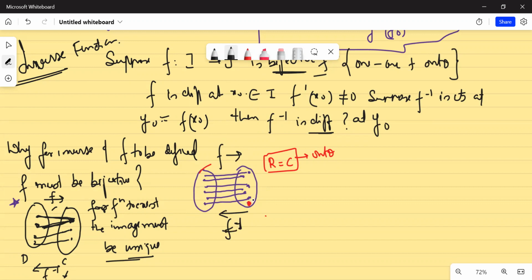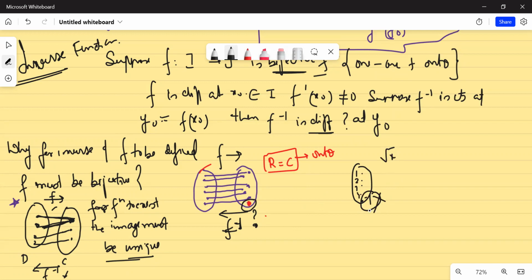Can there be an element in the domain which is unmapped? No. So what we say is that every element of the domain must be mapped. For example, if I write 1, 2, 3, 4 and I'm defining root over x, then clearly minus 1 will not be mapped.